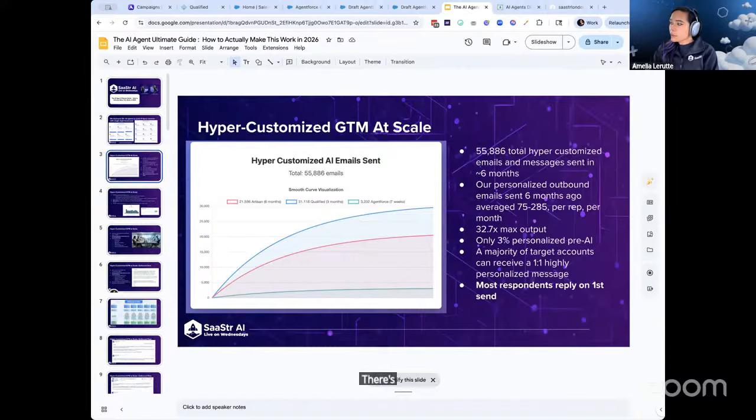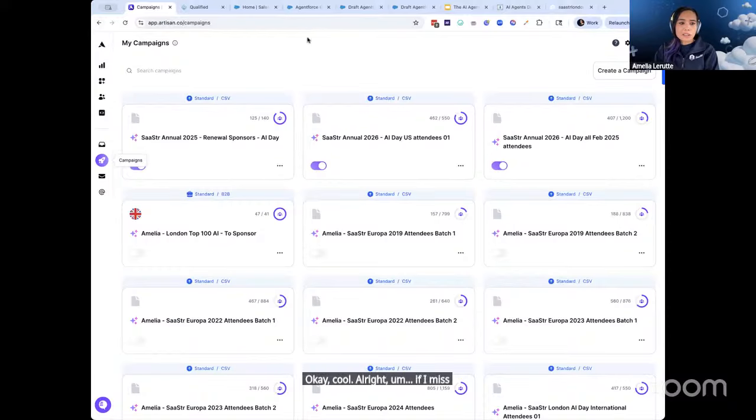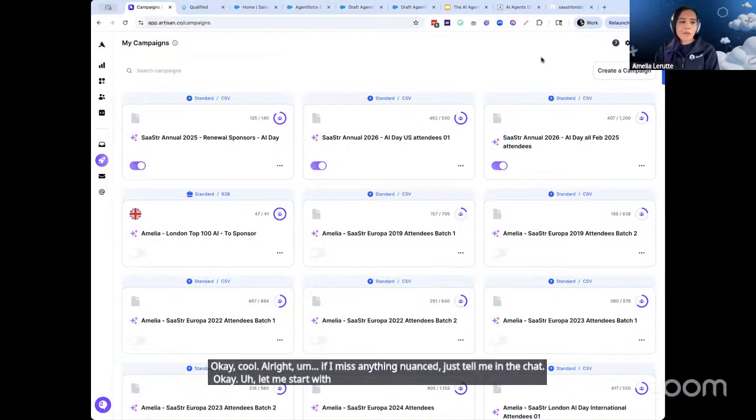There's a few questions about our agents specifically, so I'm gonna dive into a few of them. There's a couple on Artisan, there's a couple on Agentforce. So let me try and categorize the Artisan ones first. Okay, how do we set it up? How are you doing your campaign so I get better output? Okay, cool. If I miss anything nuanced, just tell me in the chat. Let me start with Artisan because this is our oldest one.